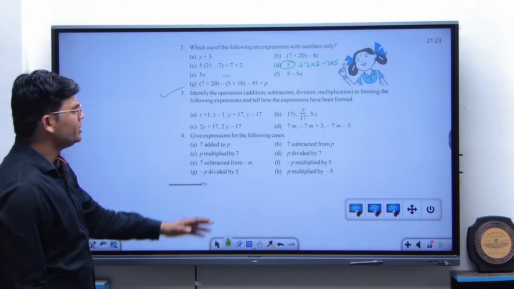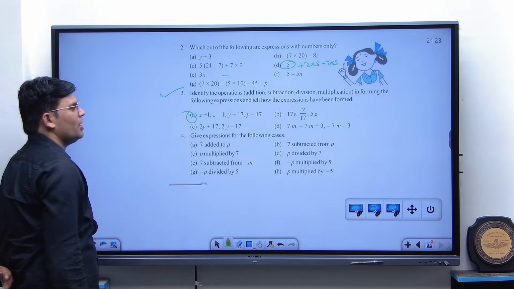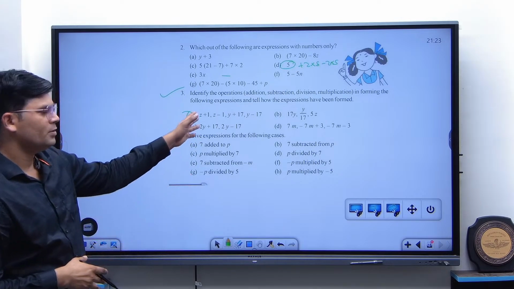Identify the operations addition, subtraction, division, multiplication in the following expressions. I want you to say how they are being formed. Be quick.